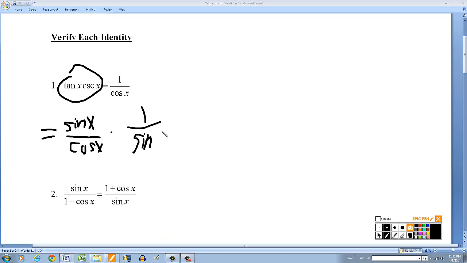I haven't played with this toy for that long, so I have to take my time here. Okay, so there you have it. In case you can't read this, this is sine of x over cosine of x times 1 over sine of x.